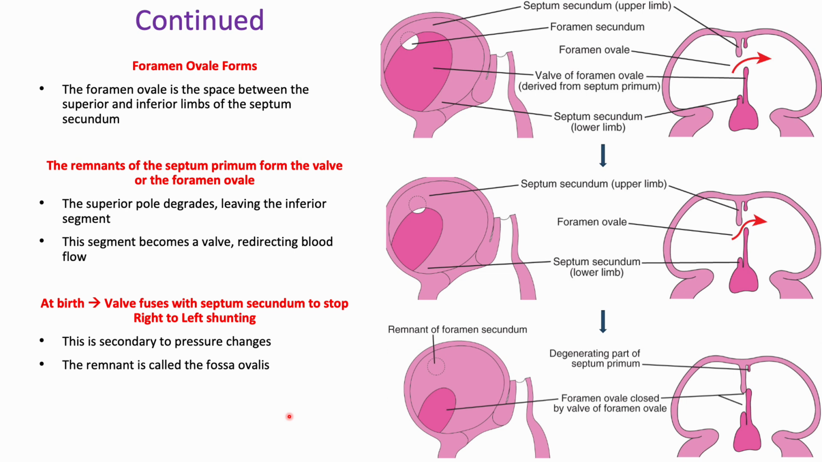Right, and then what you'll see is this remnant that is going to remain where that fusion occurred. This is going to be called the fossa ovalis. Okay, so the fossa ovalis is the remnant where the foramen ovale used to be. So the foramen ovale is the hole during embryonic circulation, and then when it's closed in adults, you'll be able to see where the foramen secundum is fused with the valve of the foramen ovale. That is going to be called the fossa ovalis.